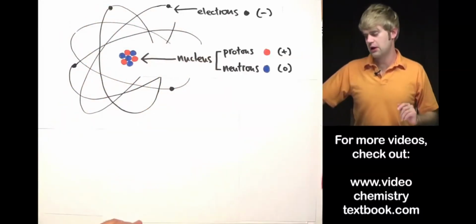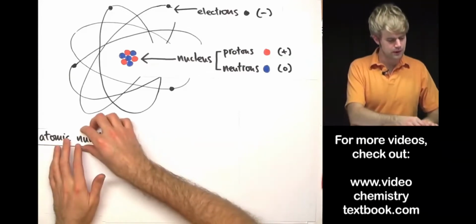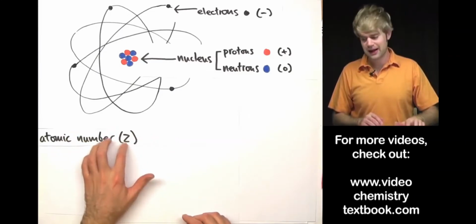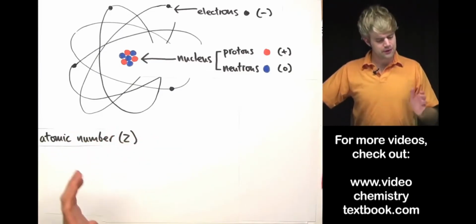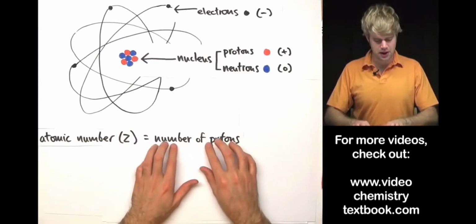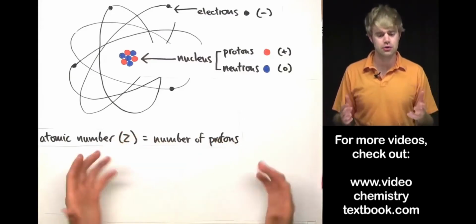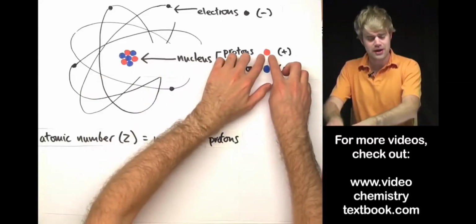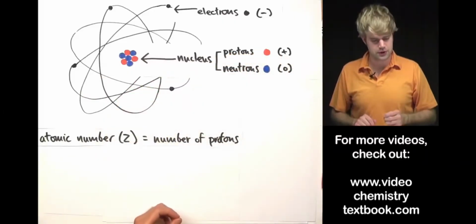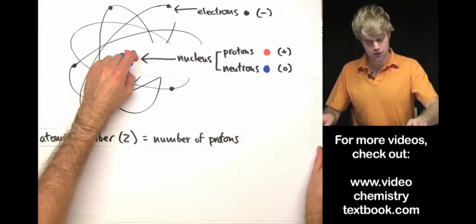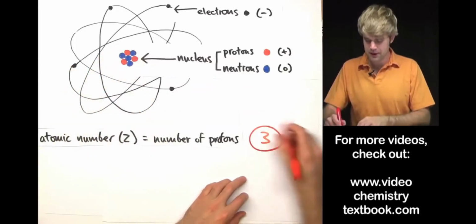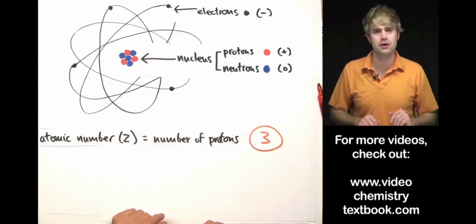The first of these characteristics, and maybe the most important, is the atomic number. The atomic number is often abbreviated by a capital letter Z. And what the atomic number is, it's the number of protons in the nucleus of an atom. In my diagram here, I'm using these red circles to represent protons. So I have 1, 2, 3 protons in this atom. So the atomic number is going to be 3 for this atom here.